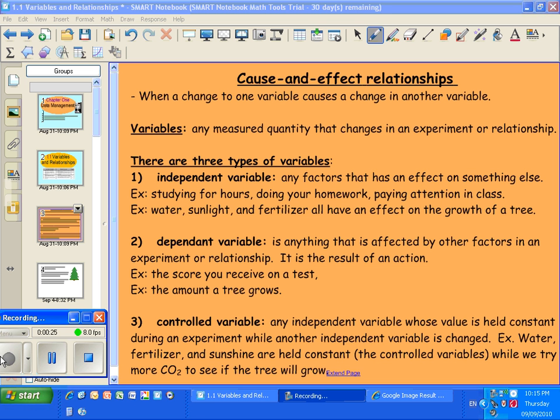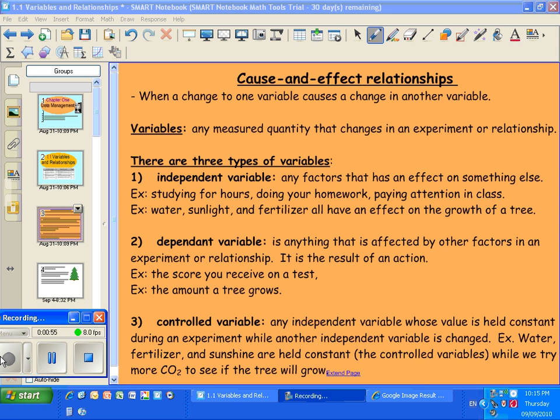Any factor that has an effect on something else is called an independent variable. For example, the hours that you study for a test, doing your homework, paying attention, in combination have a positive effect on something, certainly. In the same way, if you have water and sunshine and fertilizer, don't these all have an effect on a tree or the growth of a tree?